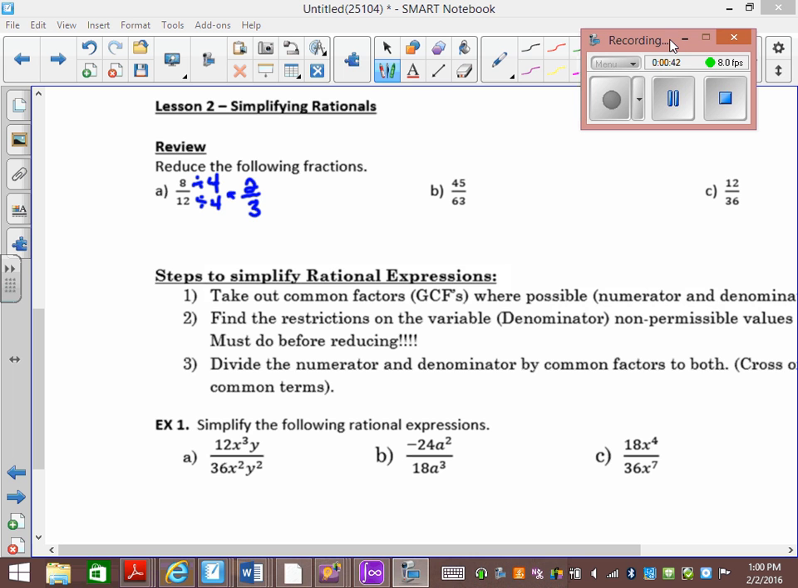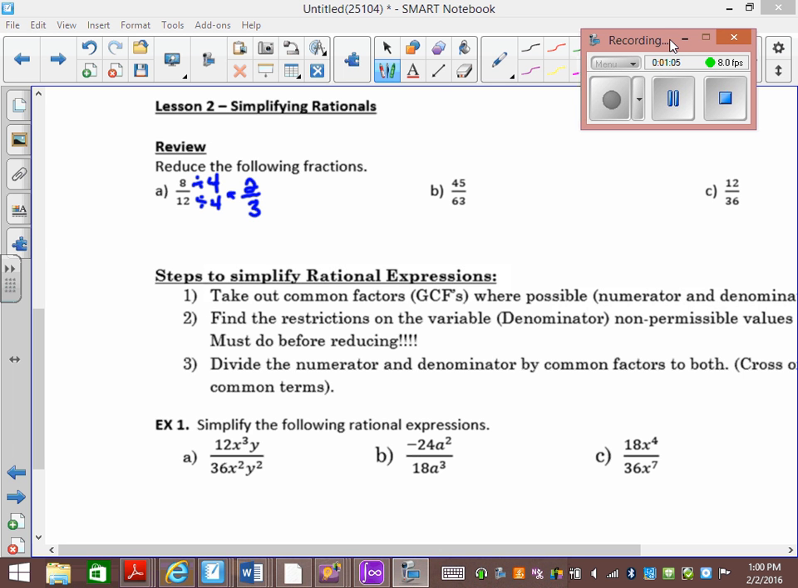Now yesterday we did equivalent rationals, so as long as we did the same to the top and the bottom, whether we multiplied or divided, it was fine, right? But when you simplify, you're making it simpler. So you can't multiply the top and the bottom by the same thing and say you're simplifying it. You're making it bigger, right? That's not helping. That's not simpler. So whenever it says simplify, you have to divide the top and the bottom by something that's the same. You can't multiply. That's equivalent.